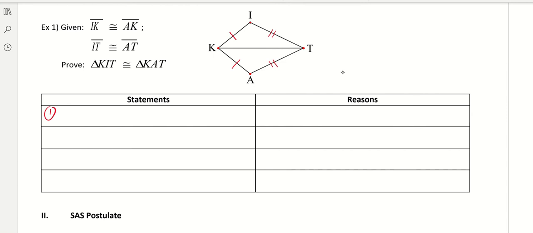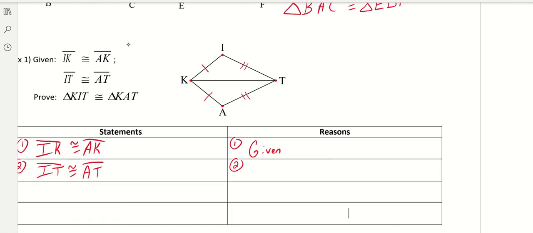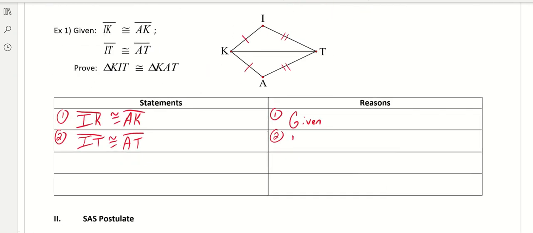So first off, the given information, IK is congruent to AK. How did we know that? It was given. And you see that with the one tick mark and the one tick mark. Number 2, IT is congruent to AT. How did we know that? It also was up here in the given information. So given. Don't jump around like that. Given.